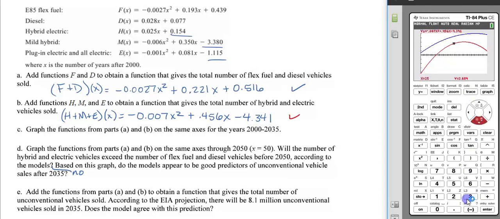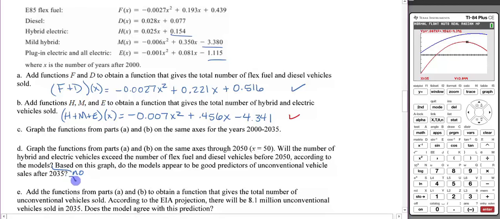Get onto the hybrid electric vehicles over there and type in 35. After 35, it appears that our graph falls. So there's no reason after the year 2035 that the number of those sales would decrease. It should only increase. So again, this is not a good model after the year 2035.